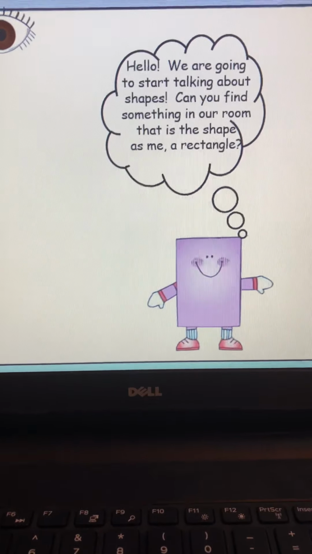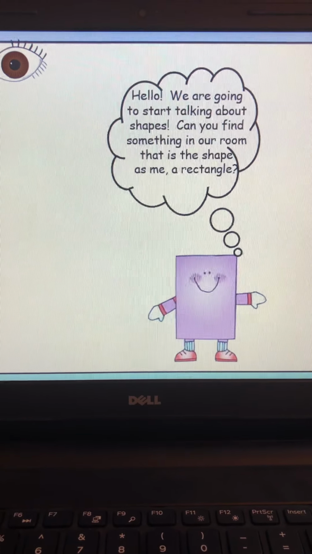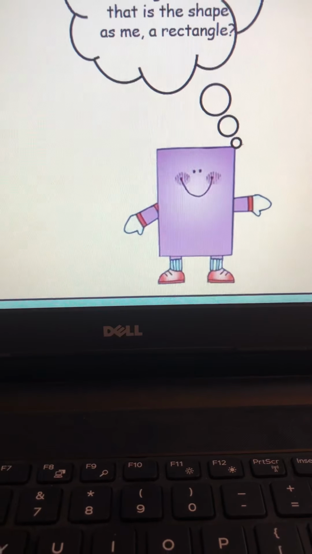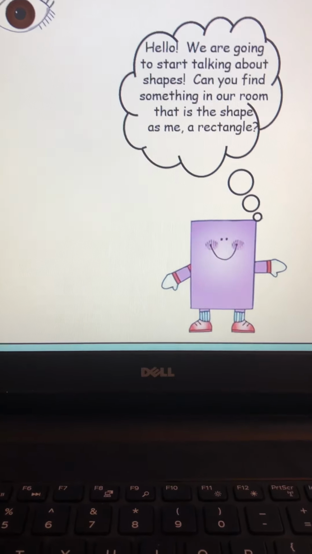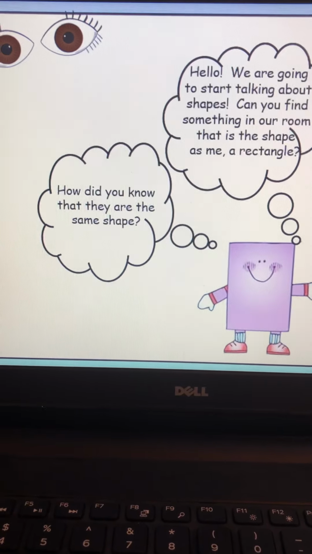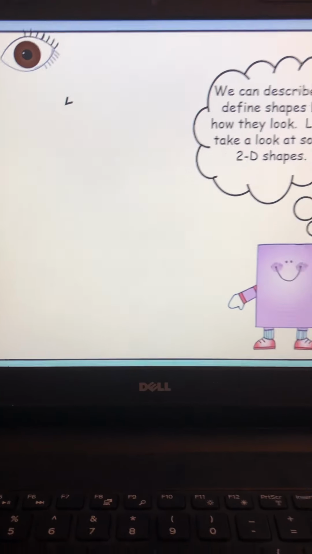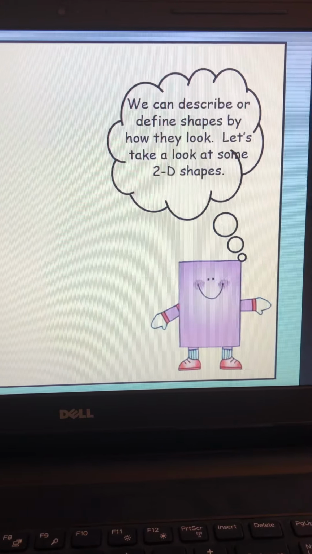Hello, we're going to start talking about shapes. Can you find something in your room, at your house, that is the same shape as me, a rectangle? So look around your house a second, see if you see any rectangles. How did you know that they're the same shape? We can describe or define shapes by how they look.